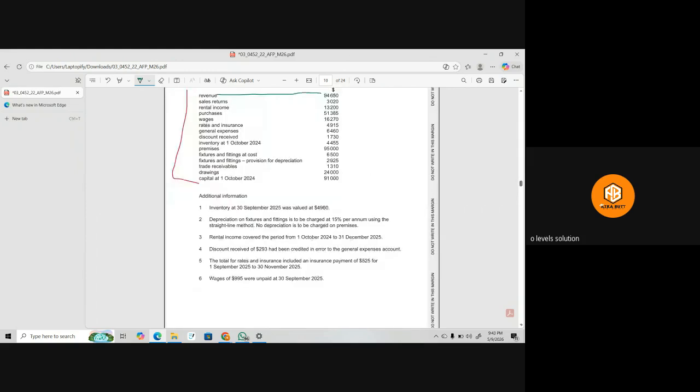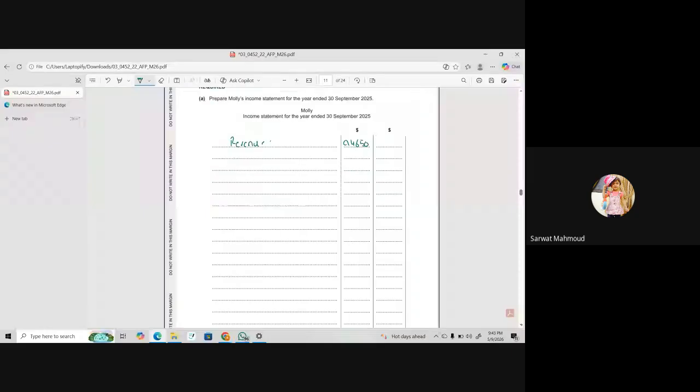Let's see, do we have the sales return? Yeah, we have the sales return as well, 3020. 94,650 minus 3,020 is 91,630. Then we have to subtract the cost of sales. In the cost of sales, the first thing which we will write is the opening inventory.